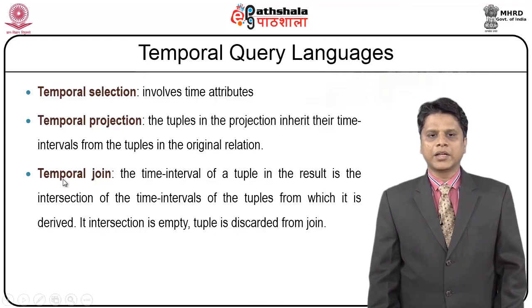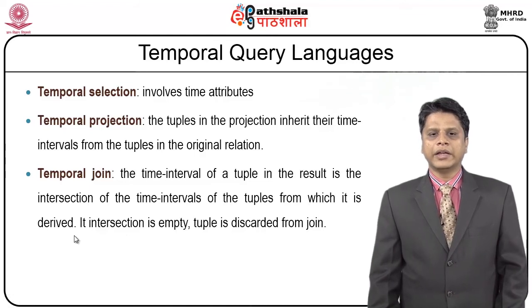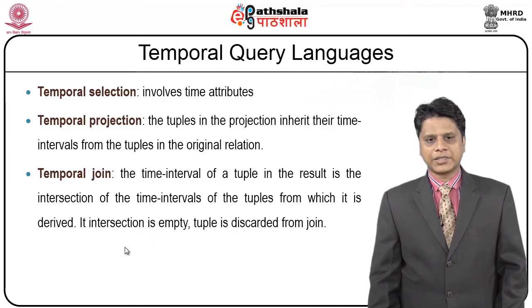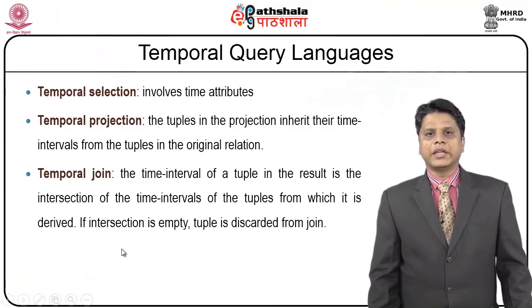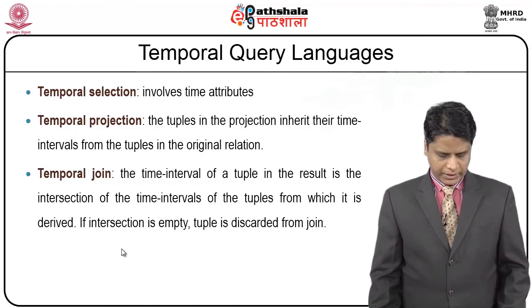And finally, temporal join, where the time interval of a result tuple is the intersection of the time intervals of the tuples from which it has been derived. Where it has been derived from, it will be the intersection of both the time intervals. If the intersection is empty, the tuple is discarded completely from the join.